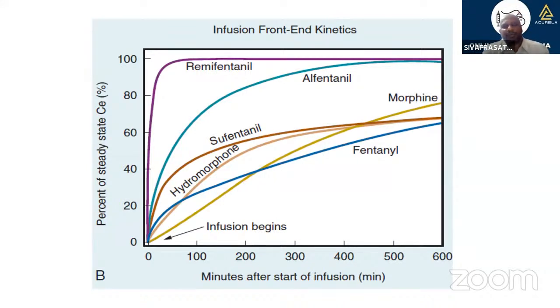It will be widely distributed. It will take a very long time to actually produce analgesia. So you will always have to give a bolus when you give fentanyl and then only start an infusion. Directly starting a fentanyl infusion will never give you any help.